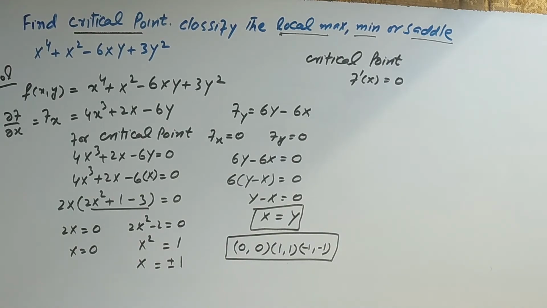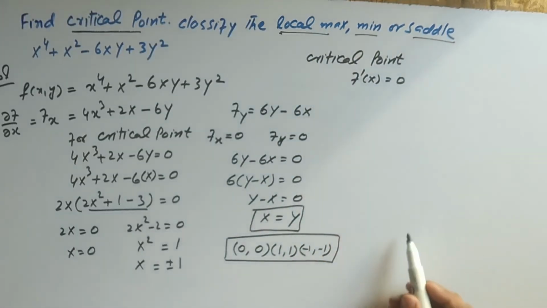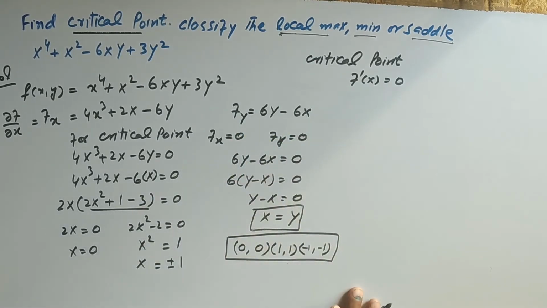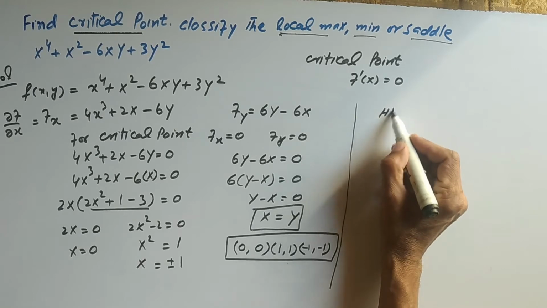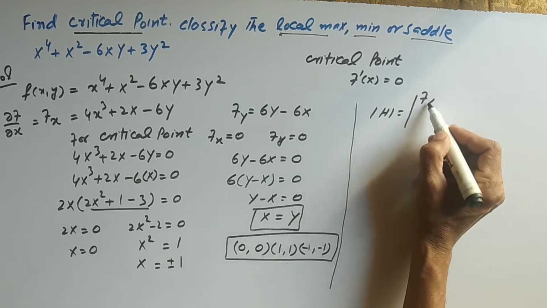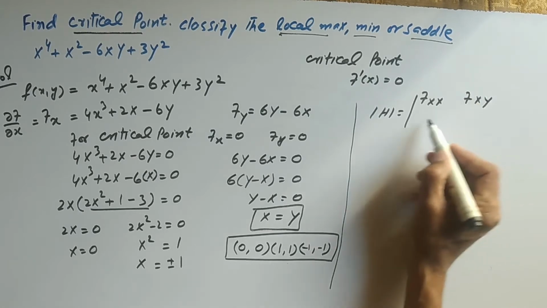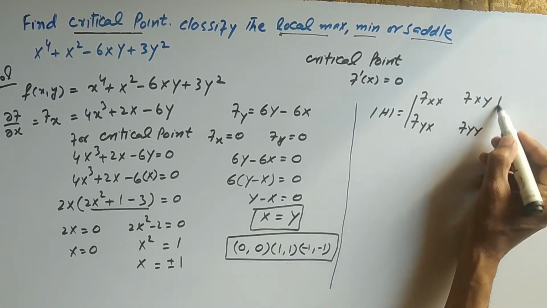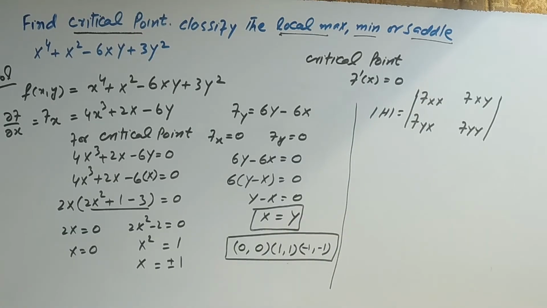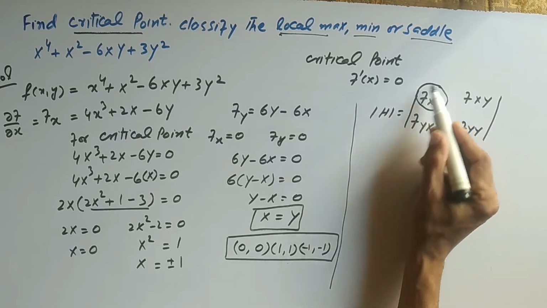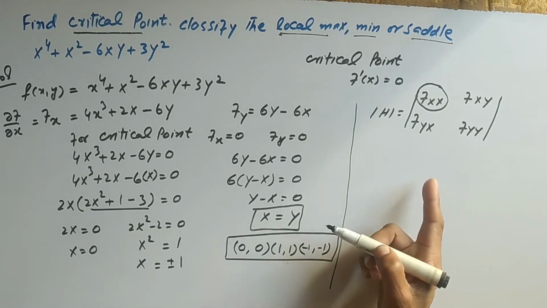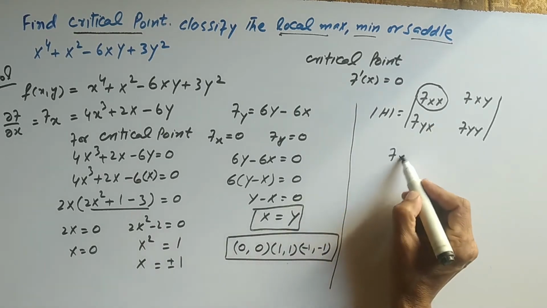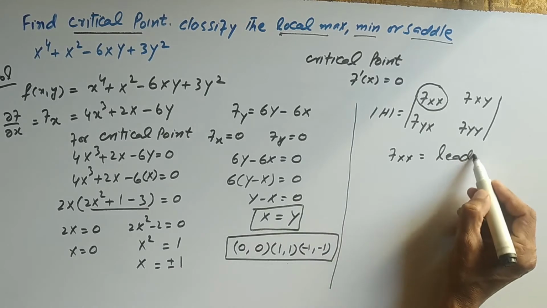Now we have to calculate the local maximum, local minimum, or saddle point. For this, we have to understand the Hessian method, the Hessian principle, that is f_xx, f_xy, f_yx, and f_yy. These form the Hessian matrix. This f_xx will be the leading minor.